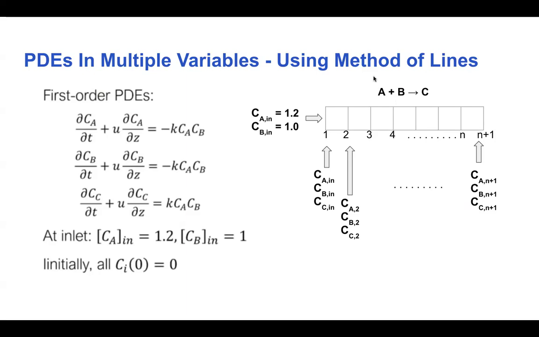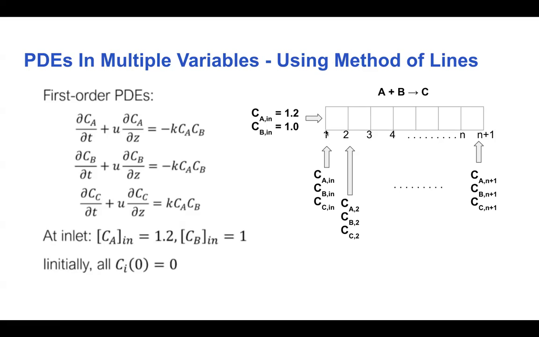So when the experiment starts, inlet CA concentration is 1.2. Inlet CB concentration is 1. You don't have C because C is the product. Only once the reaction starts will you be getting C. So CC in is actually 0. Initially CC in is equal to 0.